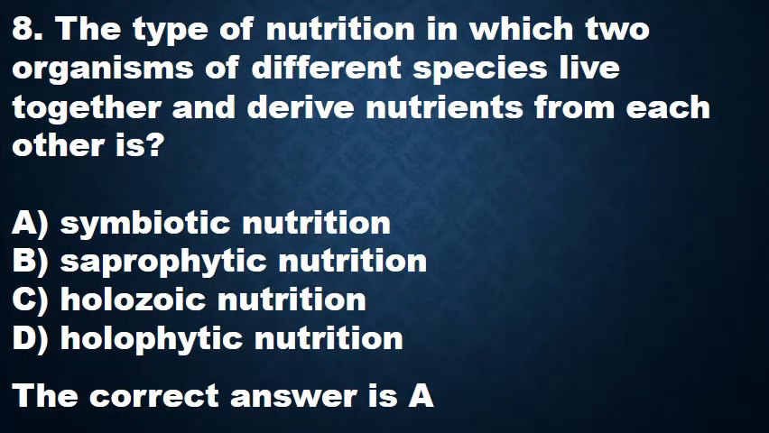8. The type of nutrition in which two organisms of different species live together and derive nutrients from each other is A. Symbiotic nutrition. B. Saprophytic nutrition. C. Holozoic nutrition. D. Holophytic nutrition. The correct answer is A.